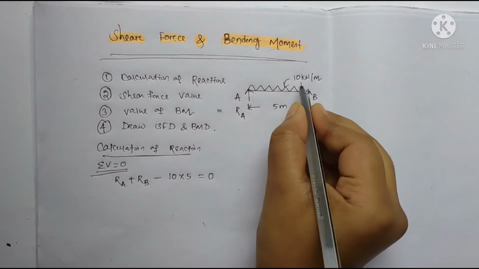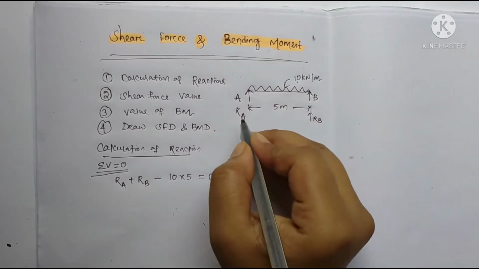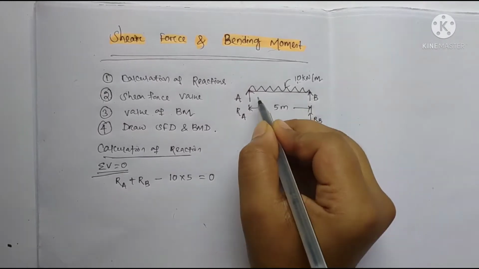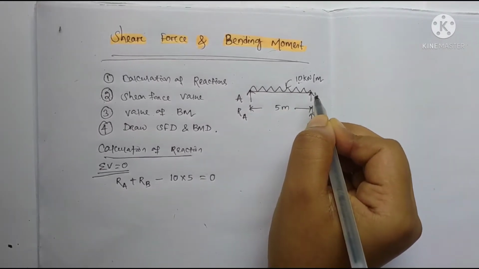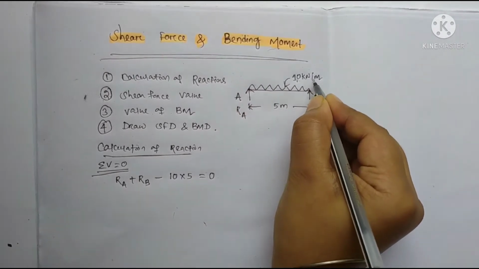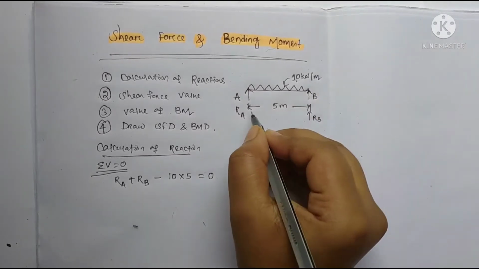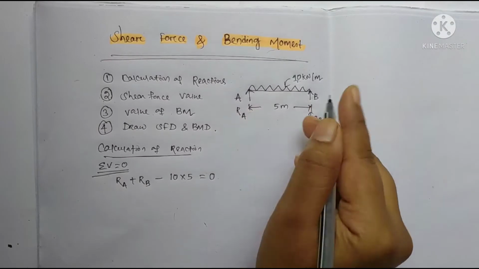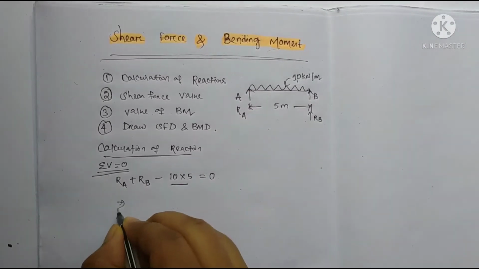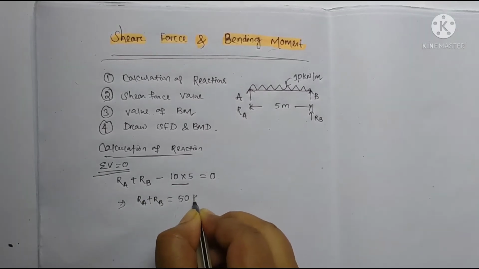Clear? Then the uniformly distributed load. In a previous lecture we learned that a uniformly distributed load acts throughout the cross section per unit length. Here the value is 10 kilonewton per meter. It means per meter 10 kilonewton force will act. So here the total length is 5 meter. So 10 into 5 is equal to 50. So RA plus RB equal to plus 50 kilonewton.